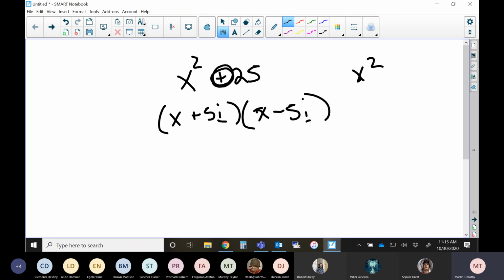If I had x squared minus 25, my factors would be x plus 5 and x minus 5. Notice there's no i. Why? Because I can factor over the real numbers when it's a subtraction sign. Because a positive and a negative will kick me that negative I need back here. Does that make sense?